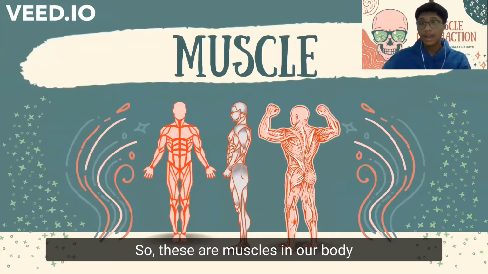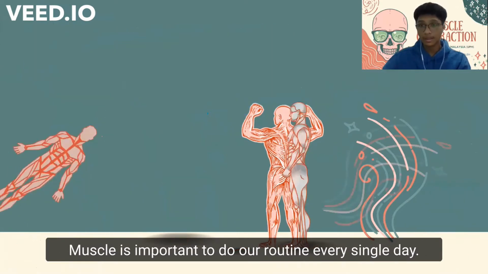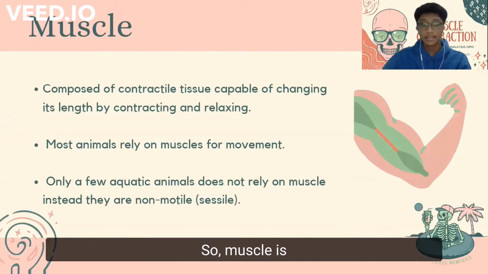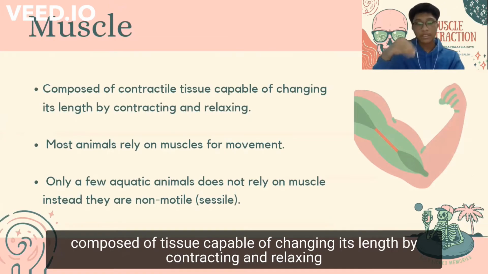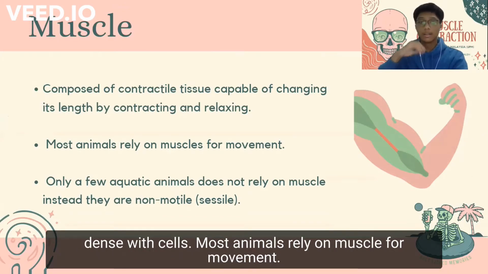Alright. So these are the muscles in our body. Muscles are important to do our routine every single day. Muscle is composed of contractile tissue capable of changing its length by contracting and relaxing. Basically, our muscles contract and relax. So most animals rely on muscle for movement.